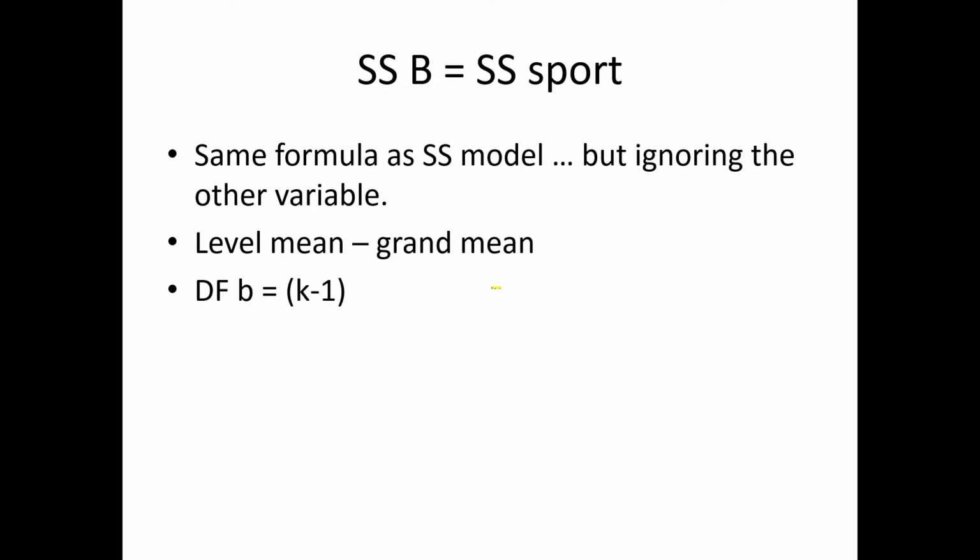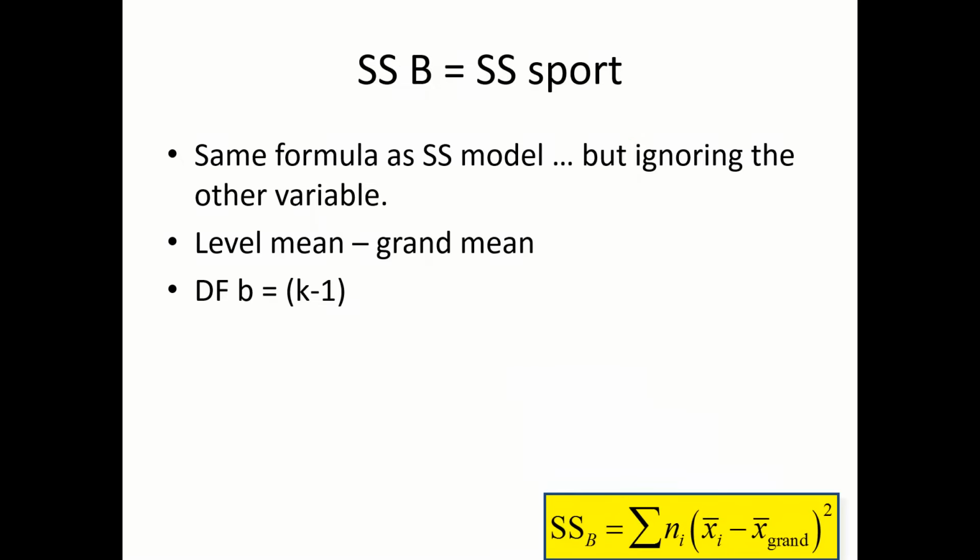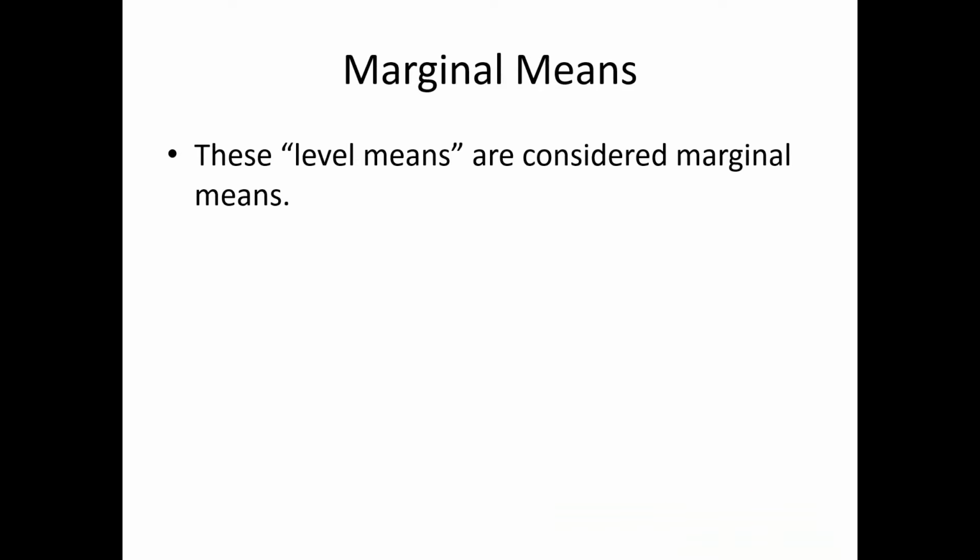So now for sum of squares IV2, it's the exact same formula, but now we're going to do sport minus GM. Okay. So we've done gender minus GM and sport minus GM. Now, what do I do about the interaction? Okay. Let's talk about marginal means first.